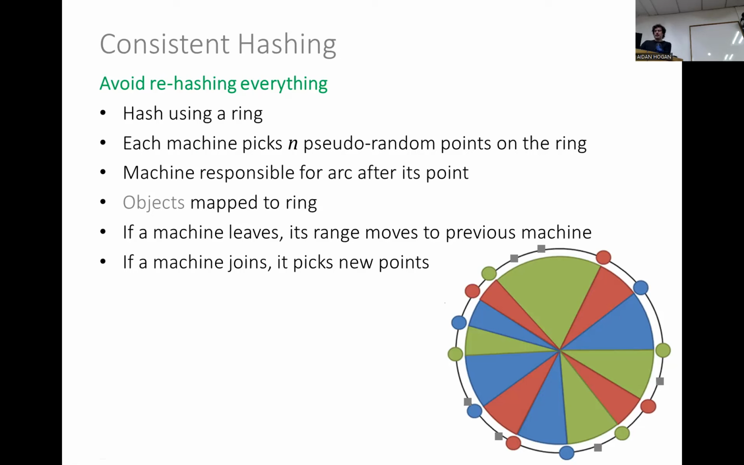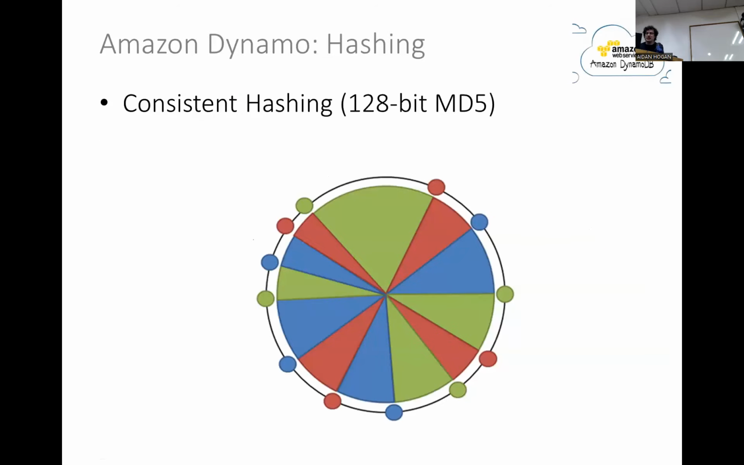If a machine joins, it picks new points and takes responsibility for the objects that are then assigned to it because of that. So we don't need to rehash everything. This is consistent hashing. We use a hash ring essentially to avoid having to hash everything again. Okay. Any questions or doubts about that?